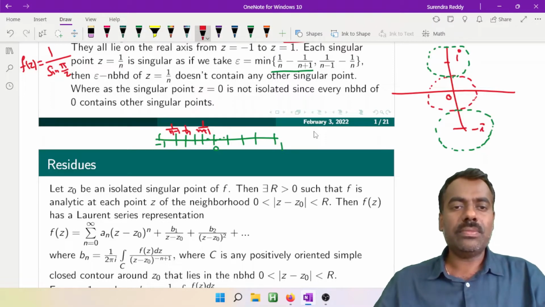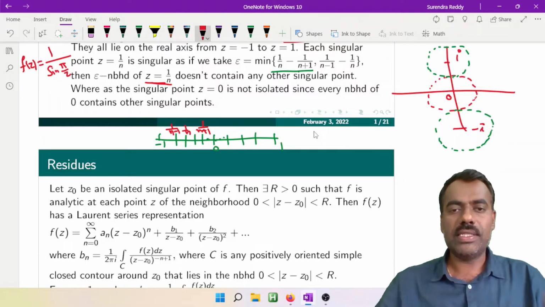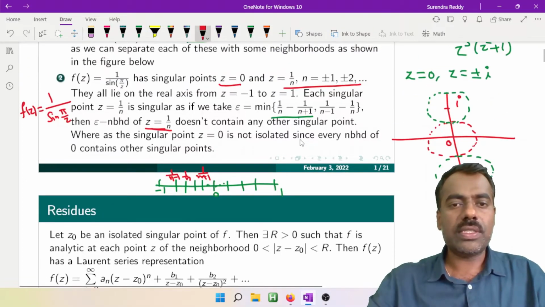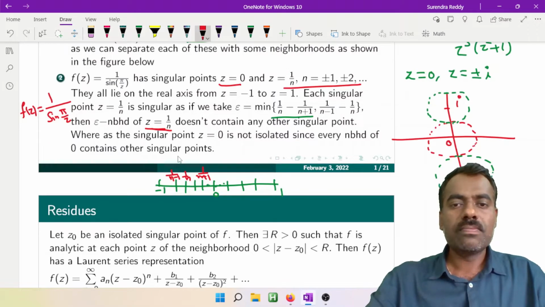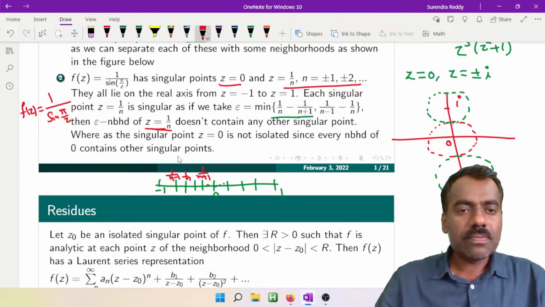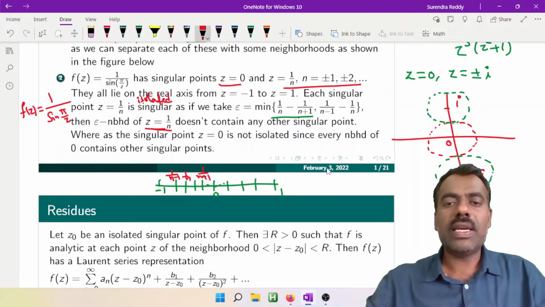Then we can see that z is equal to 1 by n, all those singularities are actually isolated singularities. Each singular point is isolated singular because of this reason.